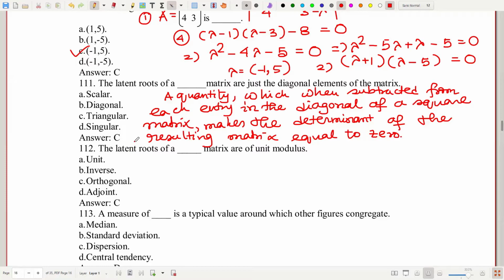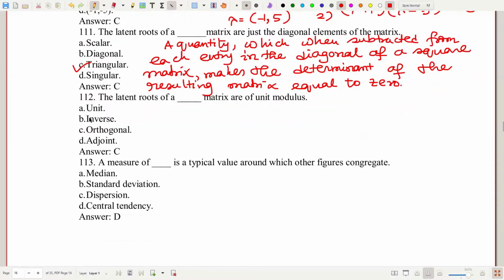So obviously here the answer would be the triangular. Next, the latent roots of a dash matrix are of unit modules. So here the latent roots of an orthogonal matrix are of unit modules. A measure of dash is a typical value around which other figures congregate, and the answer would be the central tendency. A measure of central tendency is a typical value around which other figures congregate.